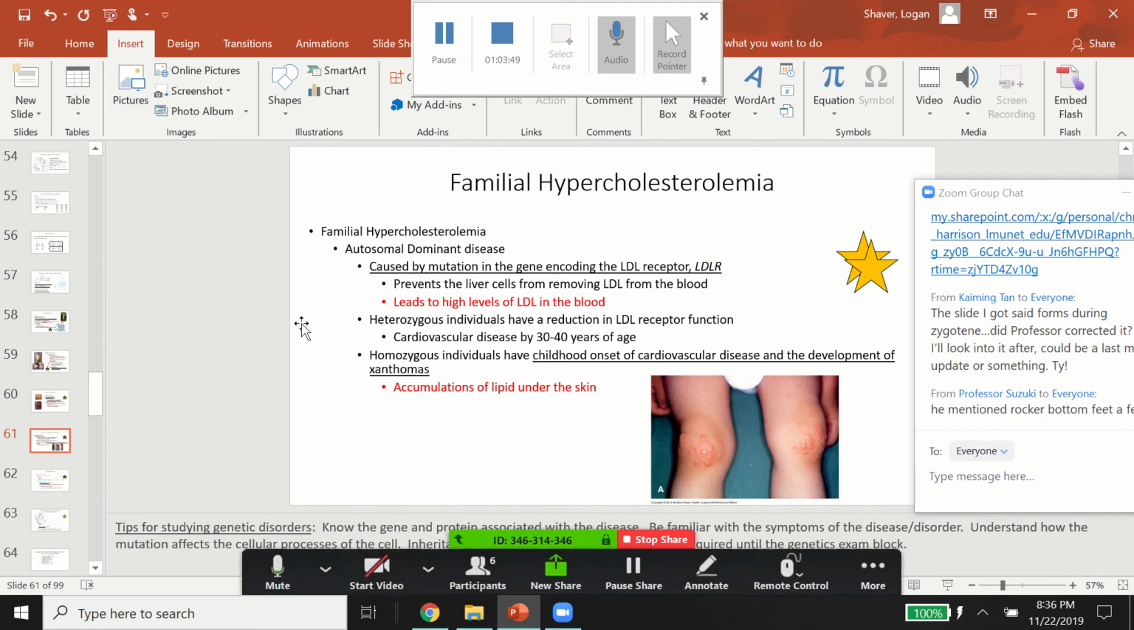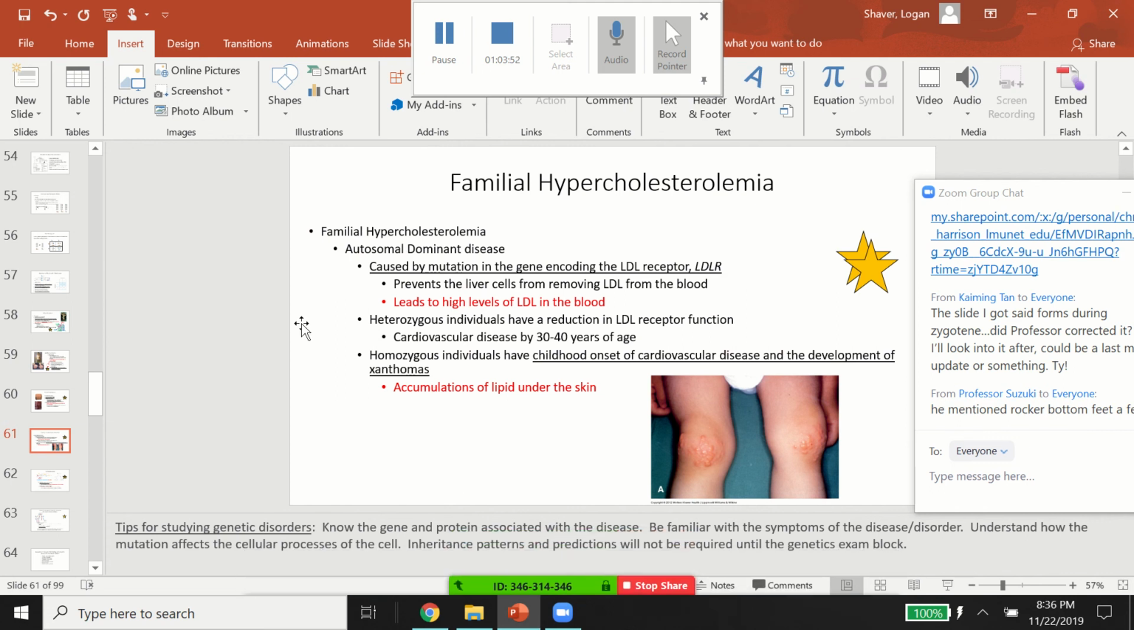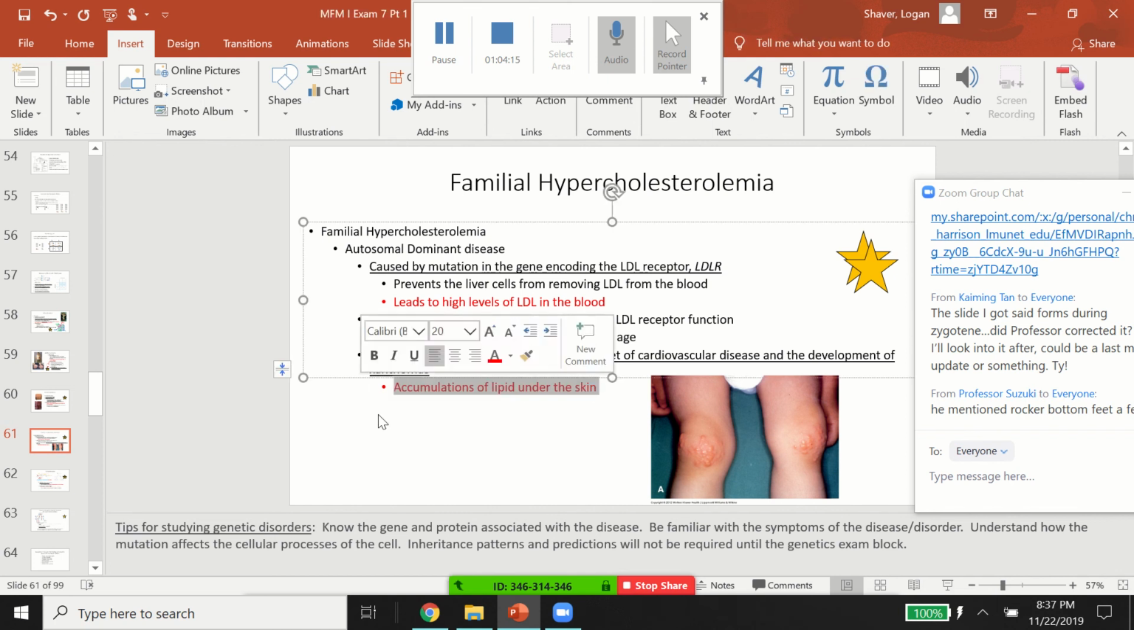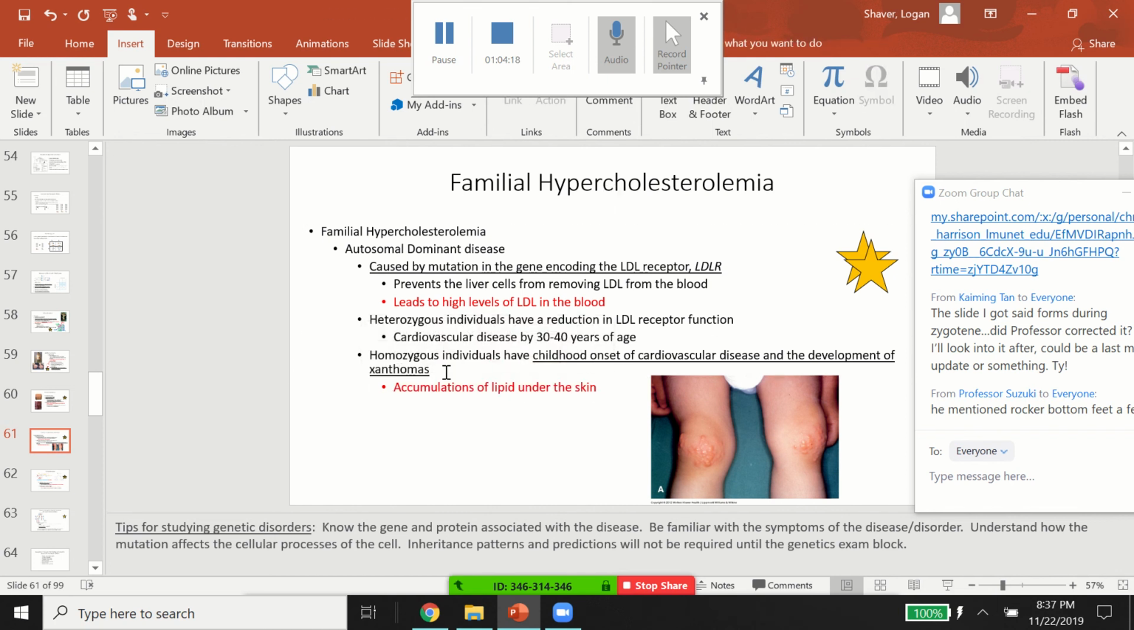Familial hypercholesterolemia. Okay, so this is another autosomal dominant. So what's going on here? You have a mutation in LDLR. That of course leads to high levels of LDL because you're not able to take it up with the receptor anymore. We've already talked about this one with the Kicks material from a couple blocks ago. So I'm sure you all know about familial hypercholesterolemia, right? Things to note, of course, are the accumulations of lipid under the skin, or these xanthomas, which is basically what those are. It's accumulations of lipids under the skin. But yeah. So know that that's autosomal dominant. Know the mutation. Know the xanthomas.